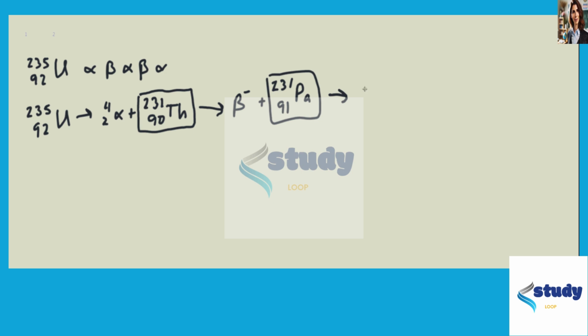Now we have another alpha decay. So 227, 89, C. Where were we? Alpha, beta, alpha.